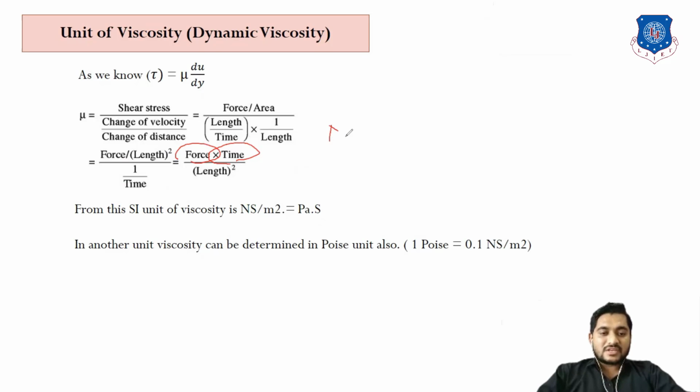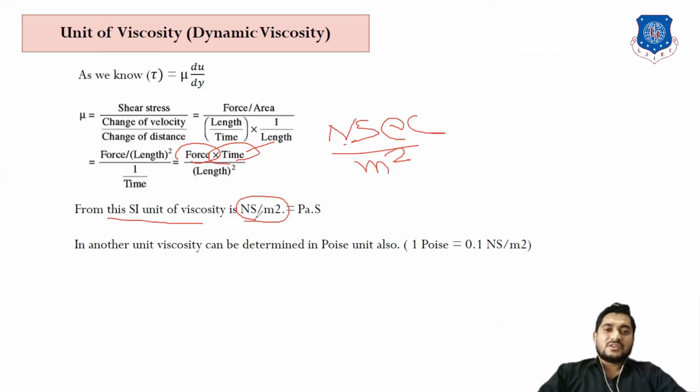So for force the SI unit is Newton, for time the SI unit is second. So Newton into second, in the denominator length square, length will be measured in meter and square, so meter square. So the SI unit of dynamic viscosity is Newton second per meter square. Clear? Another unit for dynamic viscosity is the poise. You have to remember students, 1 poise is equal to 0.1 Newton second per meter square.